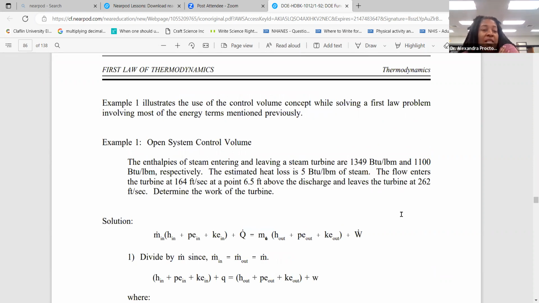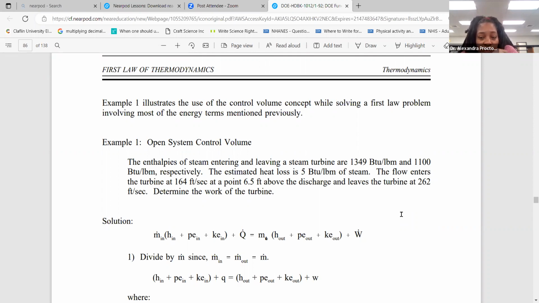So this first example illustrates the use of the control volume concept while solving a first law problem involving most of the energy terms mentioned. We talked about how we were going to use the open system when we work these types of equations, and we talked about the balance of energy. The enthalpies of steam entering and leaving the steam turbine are 1349 BTU per pound mass and 1100 BTU per pound mass respectively. The estimated heat loss is 5 BTU per pound mass of steam.